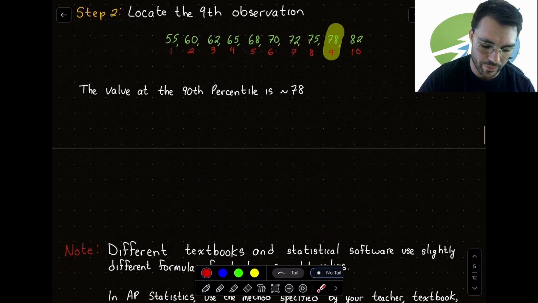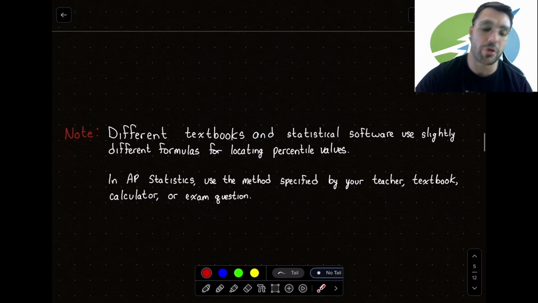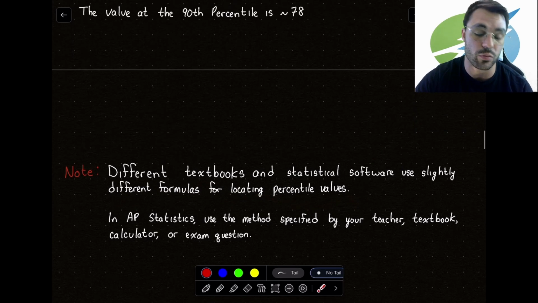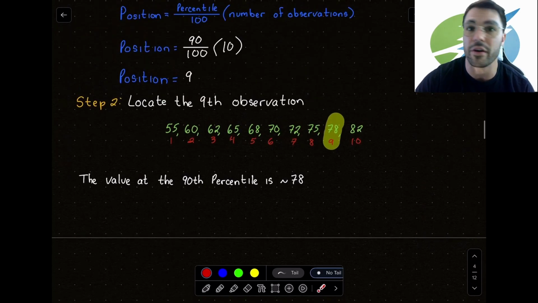Easy enough. Just a quick note here. Different textbooks and statistical software use slightly different formulas for locating percentile values. In AP Stats, use the method specified by your teacher, textbook, calculator, or exam question. This is one of many methods. Typically, software is given for this. Just use that. If you don't have software, this is a very easy way to do it.